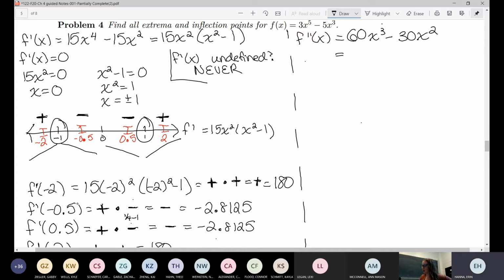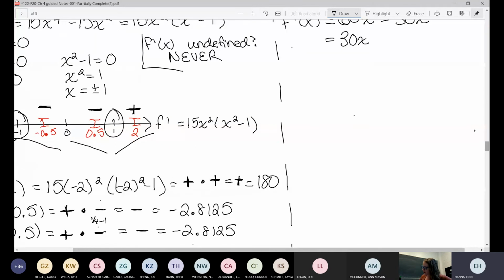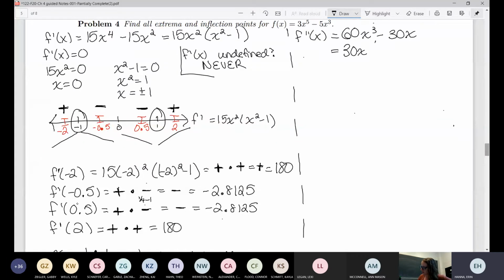Again, pull out a greatest common factor. They both have a, whoops, that should be a 30x, not 30x squared. Whoops, minus 30x. They both have a 30x in common, so I would suggest pulling it out. Makes the next step a little easier. So 30x times 2x squared minus 1.